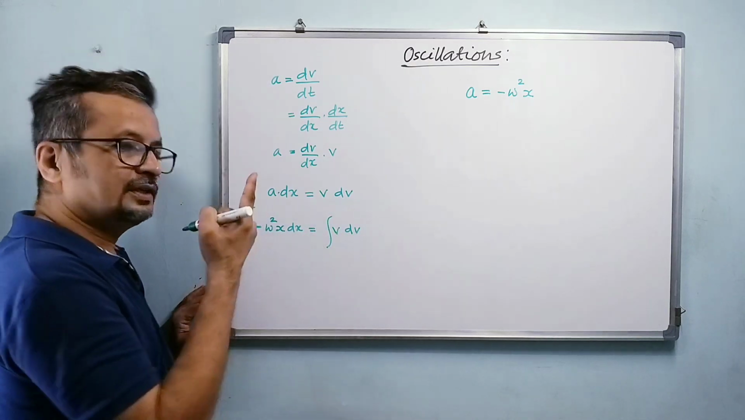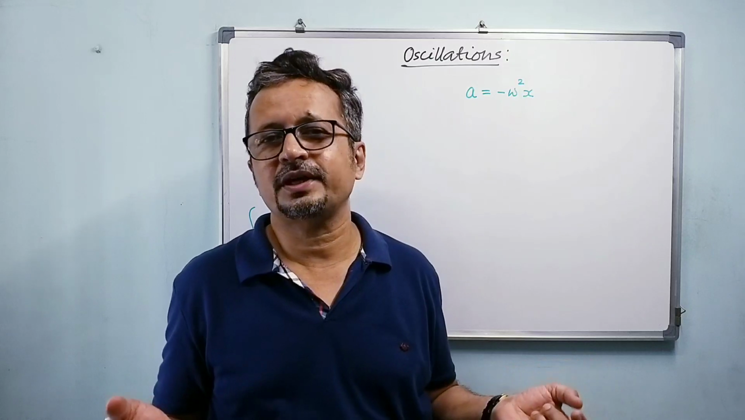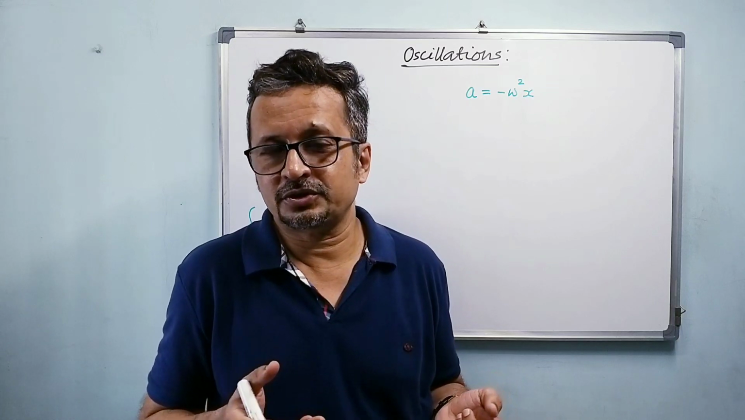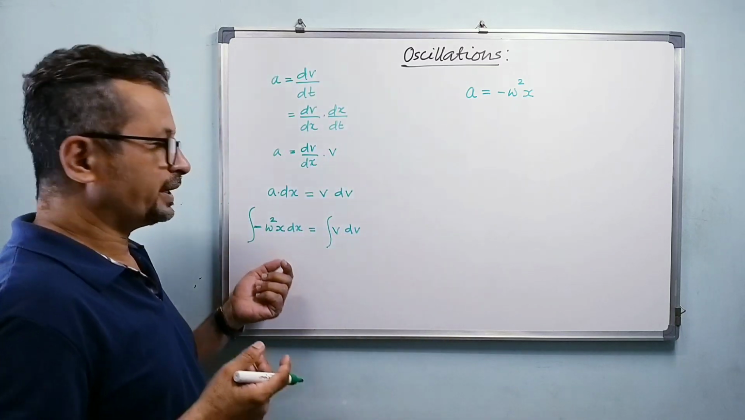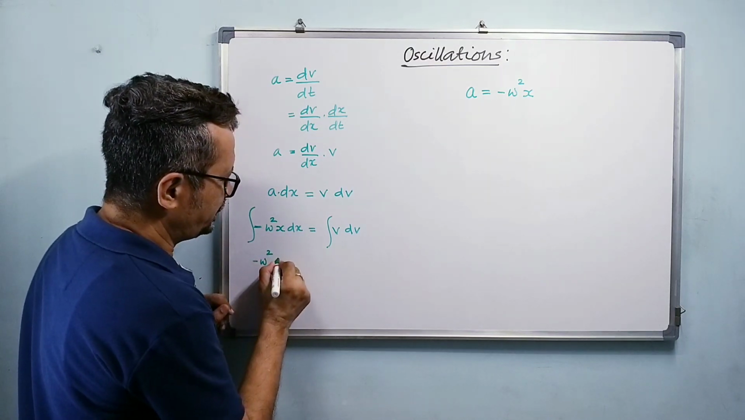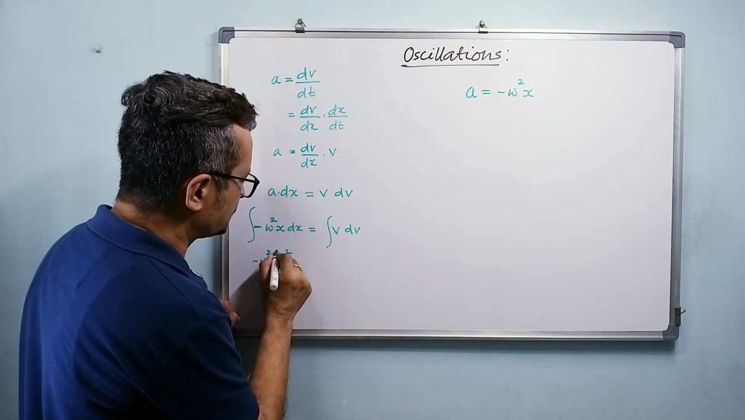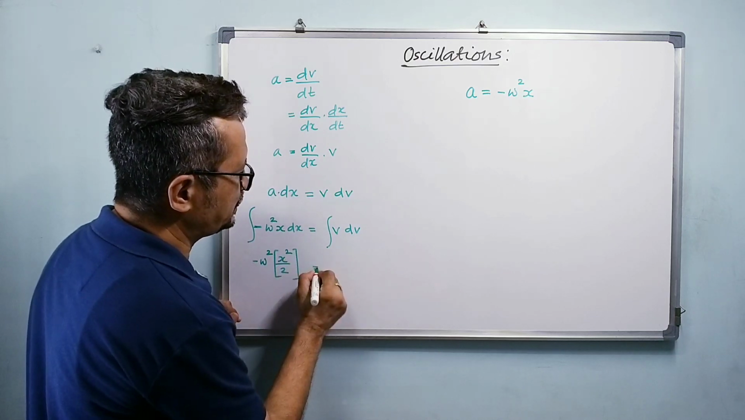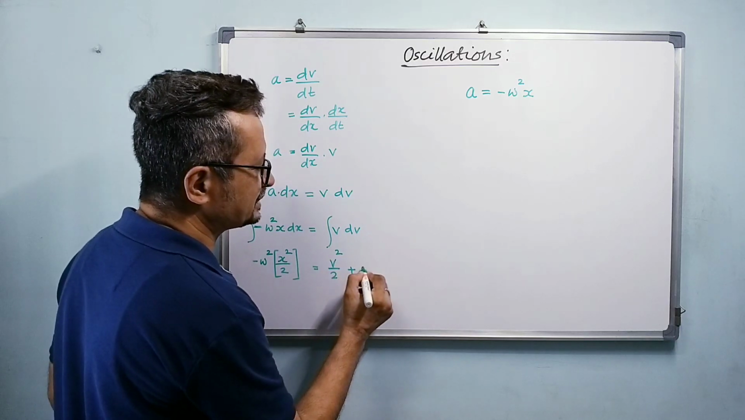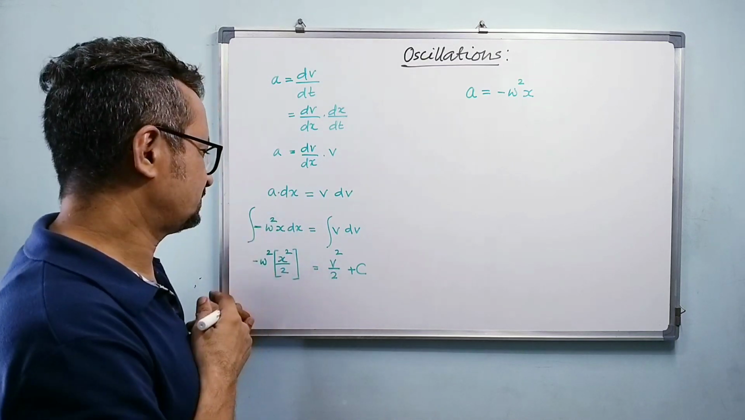Now this omega square, is it not constant? Omega square is k upon m, where k is the force constant and m is the mass, which is constant. So k upon m is constant, omega square is constant, so I am able to take it out of the integral sign here, and what I get is minus omega square into integration of x dx, that would be x square upon 2, and similarly on the right hand side it would be v square upon 2 plus c. c is the constant of integration, okay?